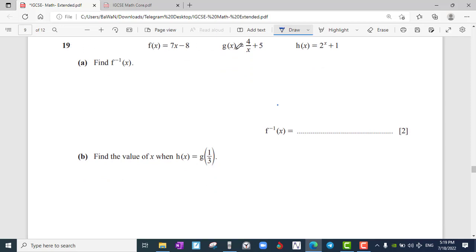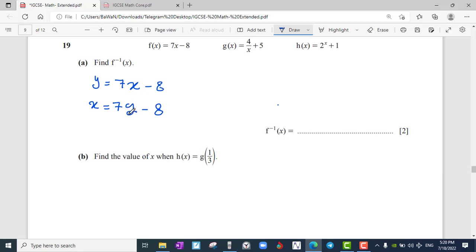Now we have F, G, and H, 3 equations, 3 functions. Find F inverse. To find F inverse, we follow 3 steps. Step 1, write y instead of f(x). So y is equal to 7x minus 8. Step 2, replace x by y. x is equal to 7y minus 8. Step 3, try to make y the subject again.